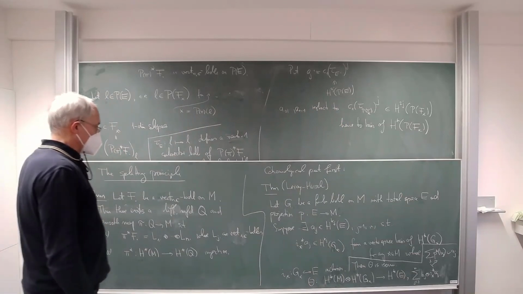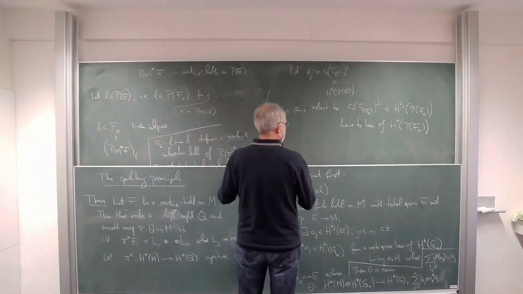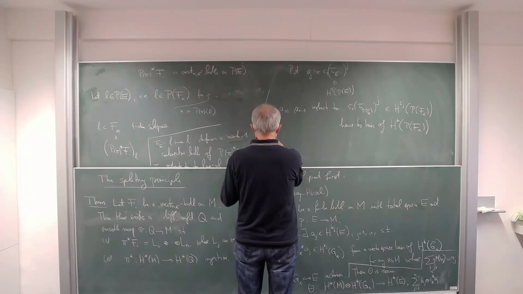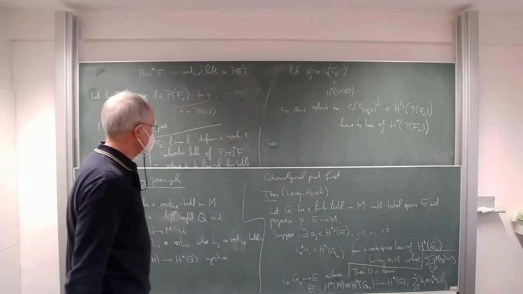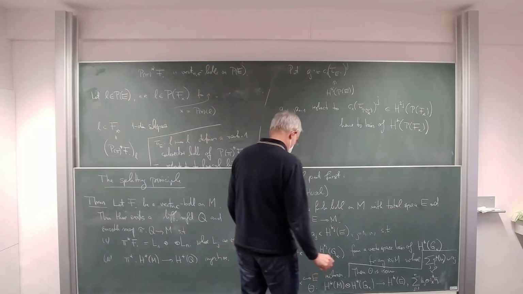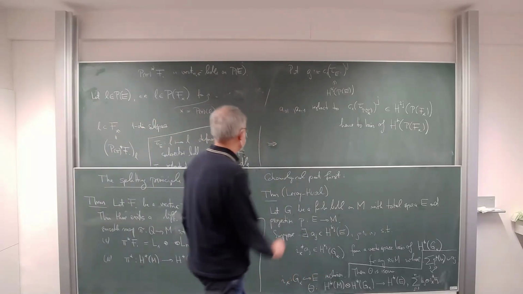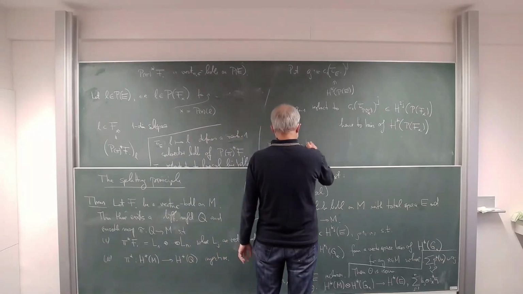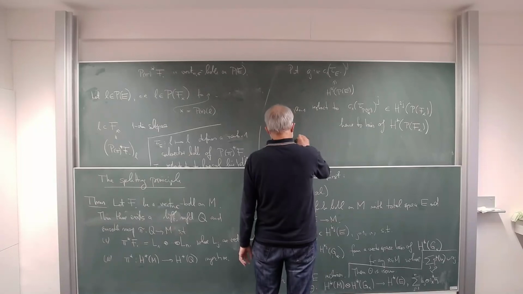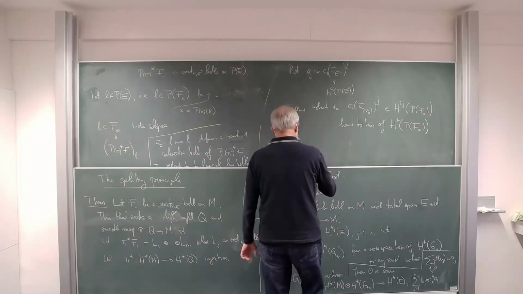So, and what does it tell us? Well, this then tells us by Leray-Hirsch and its corollary, which I have erased, that under this map from this bundle, the cohomology embeds.